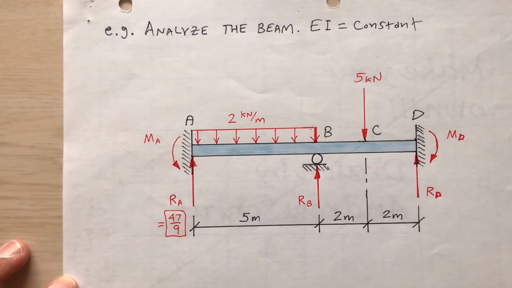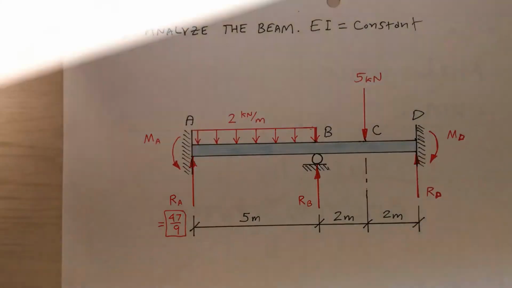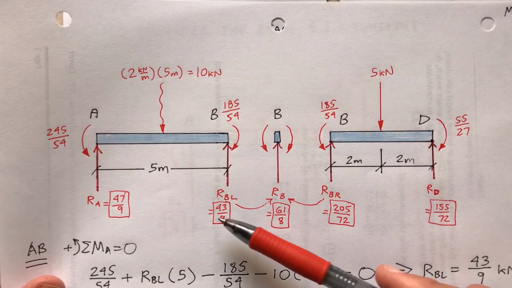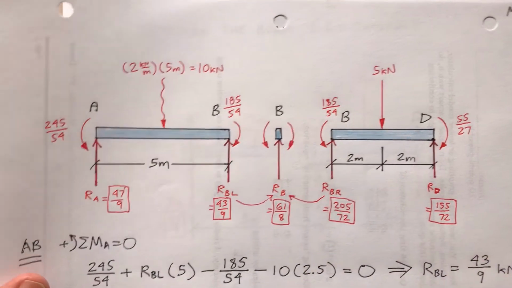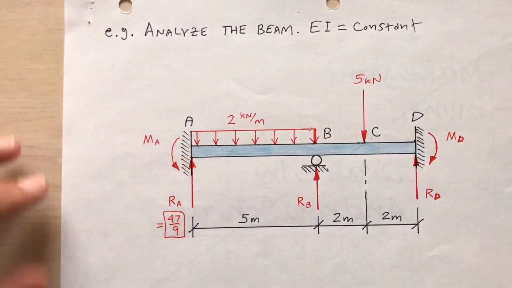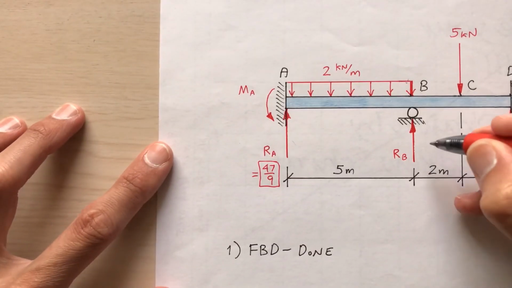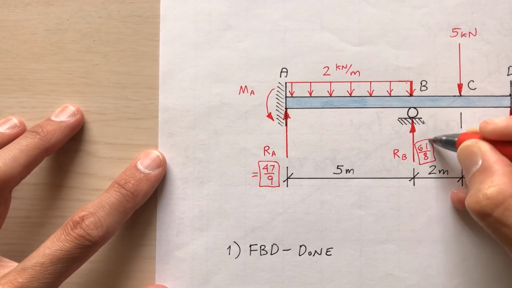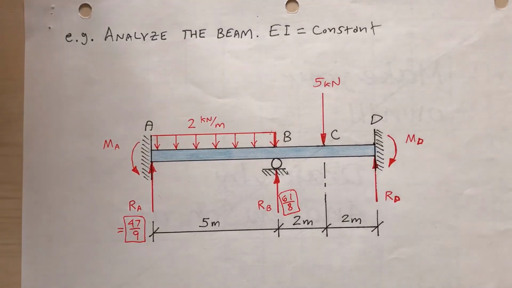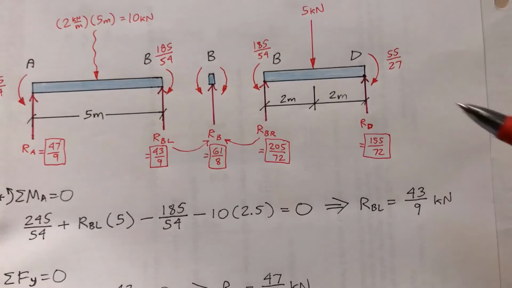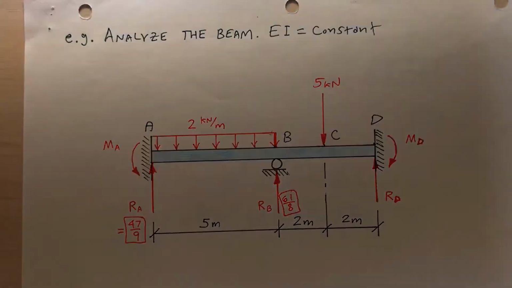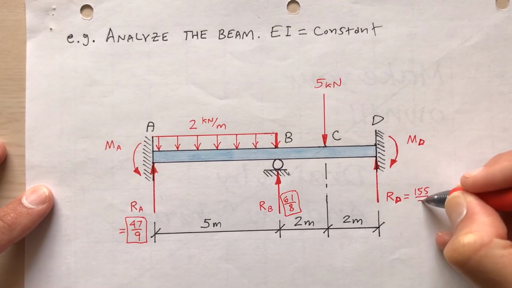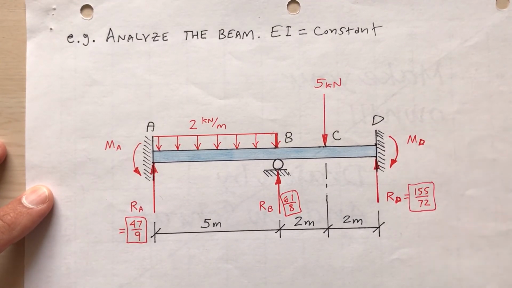And then at point B, I've got 61 over 8. Don't mistakenly use this or this, it's a combination. So at B, I've got 61 over 8. And then at D, I've got 155 over 72. So right here, 155 72nds.